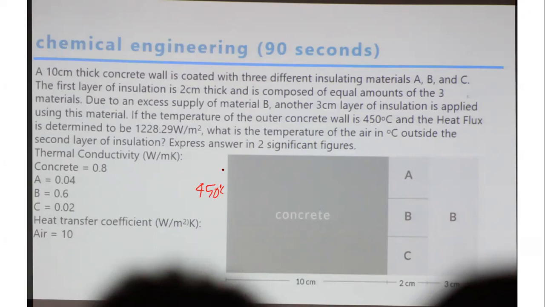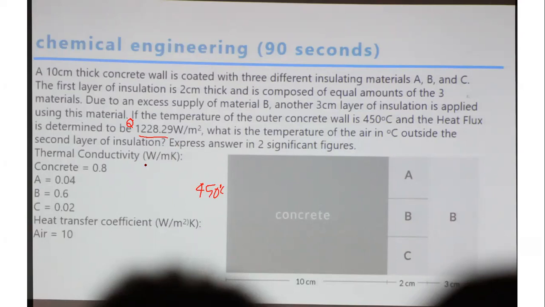And the heat flux is determined to be 1,228.29 watt per meter squared. So this is our Q total, our heat flux. What is the temperature of the air in degrees Celsius outside the second layer of insulation? So there is still air here, and it also has a thermal conductivity.